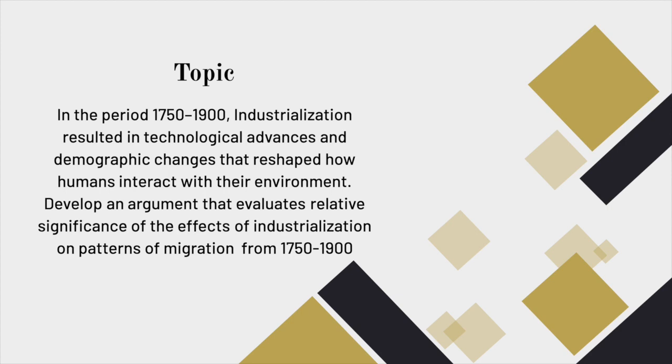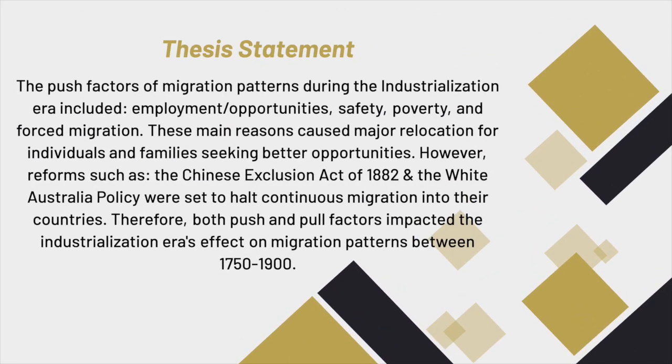So from this topic, we developed the thesis statement that states the push factors of migration patterns during the industrialization era included employment opportunities, safety, poverty, and forced migration. These main reasons caused major relocation for individuals and families seeking better opportunities. However, reforms such as the Chinese Exclusion Act of 1882 and the White Australia Policy were set to halt continuous migration into their countries. Therefore, both push and pull factors impacted the industrialization era's effect on migration patterns between 1750 and 1900.